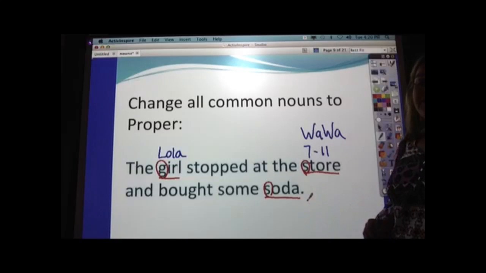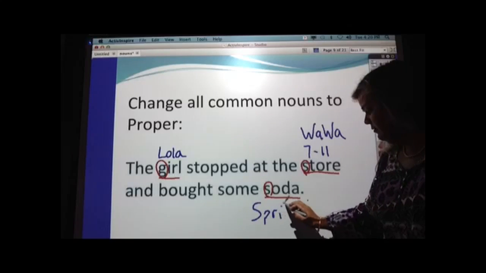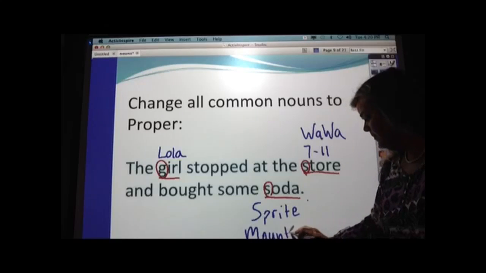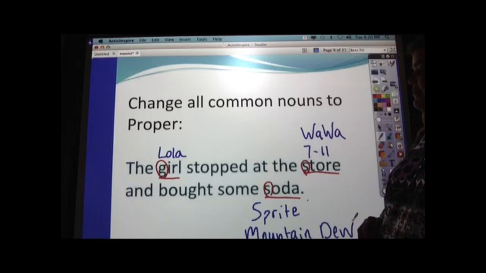Well, soda is kind of general too. It doesn't really tell us what type of soda she wanted. So let's think of something that Lola would prefer to drink. Maybe a Sprite, or even a Mountain Dew. These are specific types of sodas.